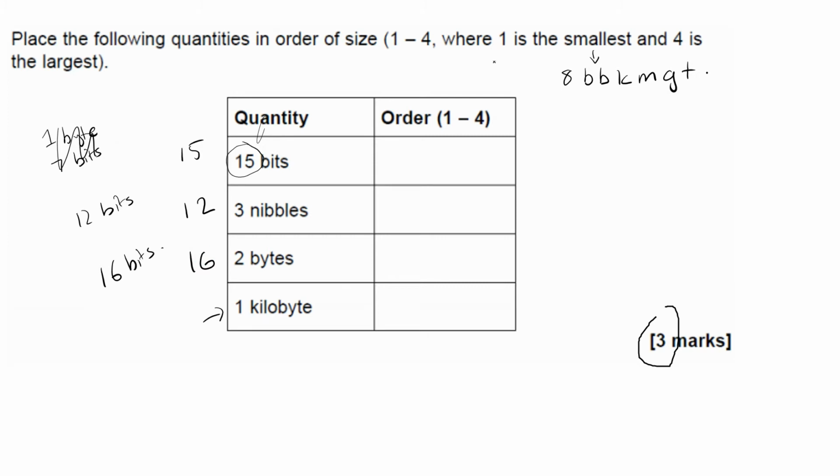So it says where 1 is the smallest and 4 is the largest, so we know that one's going to be the largest. We're then looking for the smallest, so the smallest one is going to be the 3 nibbles, so that's going to be a 1 there, and then the next one is going to be this one, and the next one is going to be this one. So always work it out in bits or some way that you can compare them to help you answer that question.